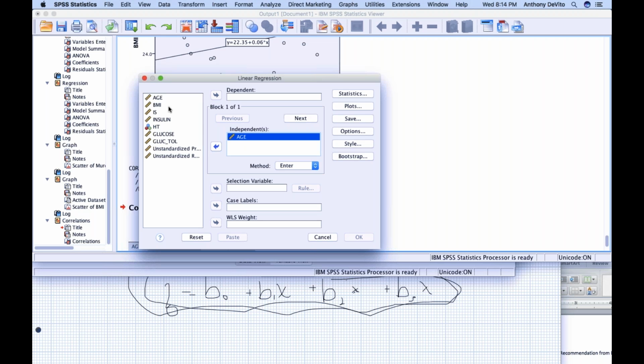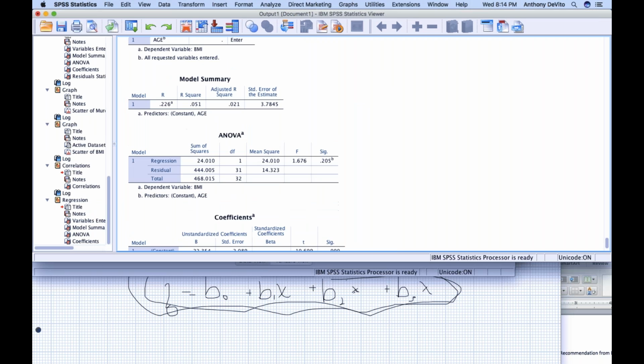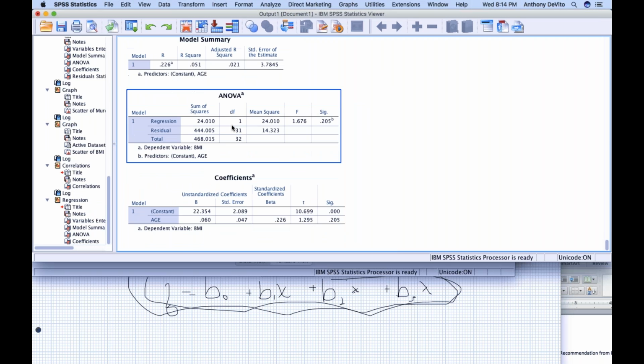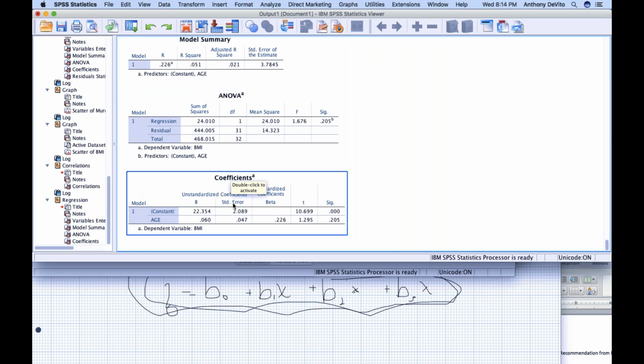Age into independent variables, BMI into dependent variables, and I'm going to click OK. Based on this result, again, we get the same result up here, r and r squared. Based on this result, our formula for the best fit line is going to be y is equal to 0.006x plus 22.35.